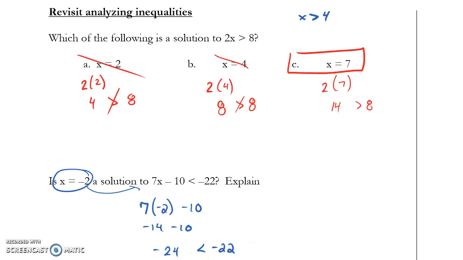Now, negatives are not easy. Think of a number line though. On a number line, if this is 0 and I move to the left, I'm going to get to negative 22 before I get to negative 24. So is this number here greater than or less than this number? It is less than. Even though 24 and 22, we're not looking at that. Because they're negative, it's less than since it's further to the left. So yes, negative 2 is a solution.